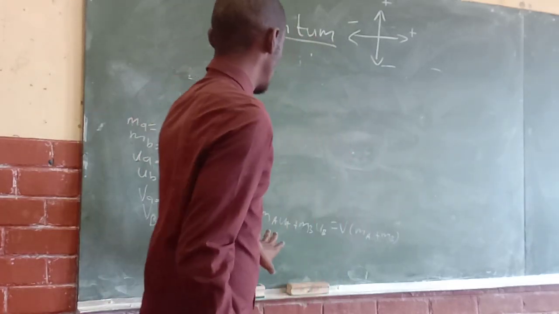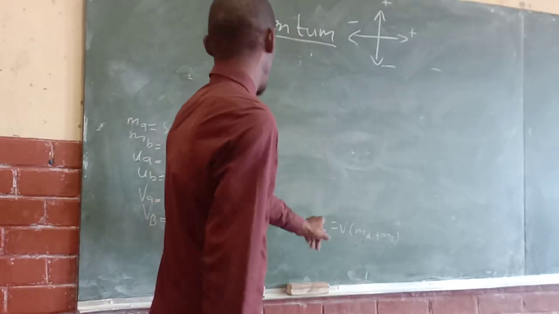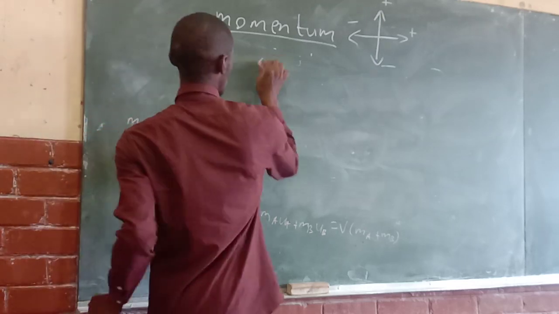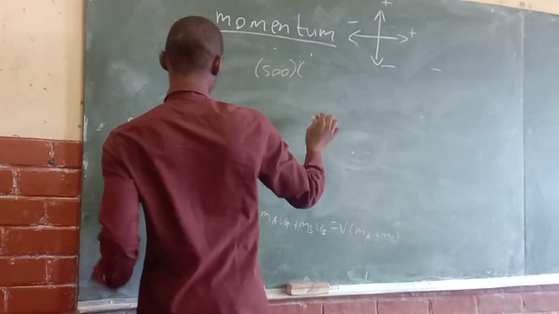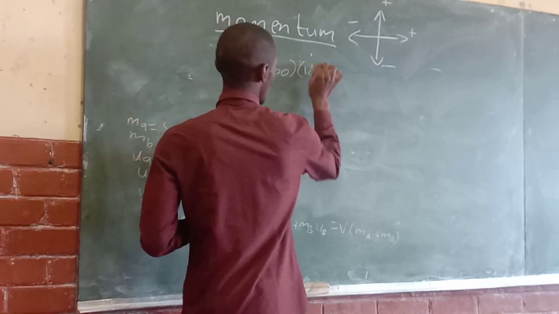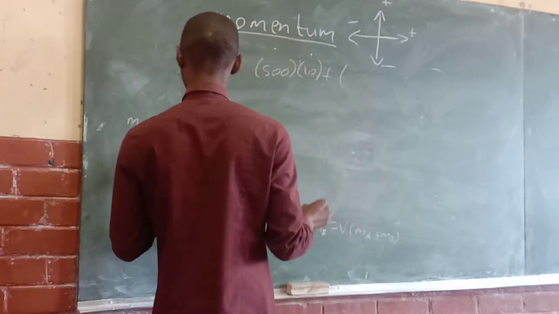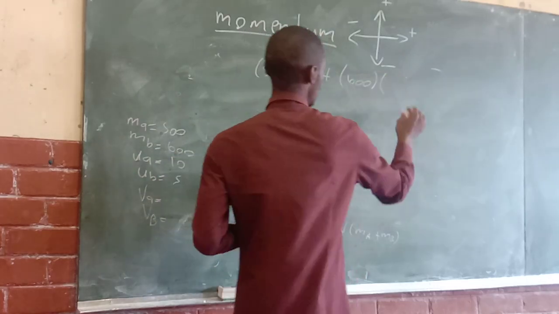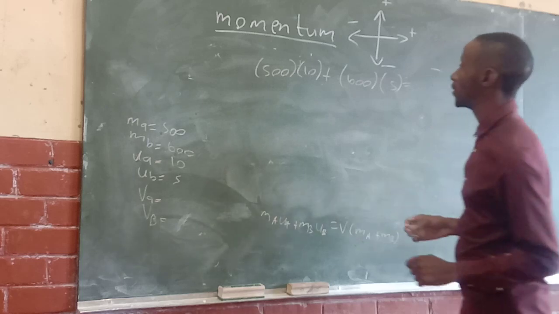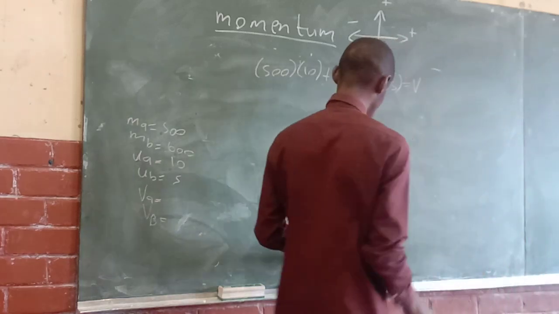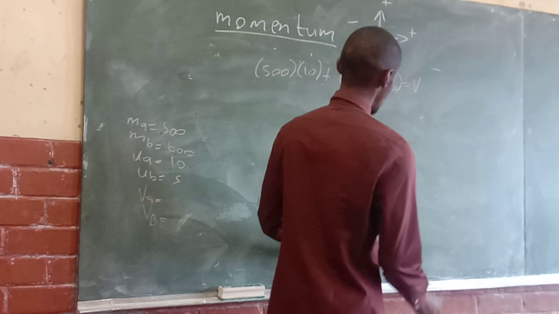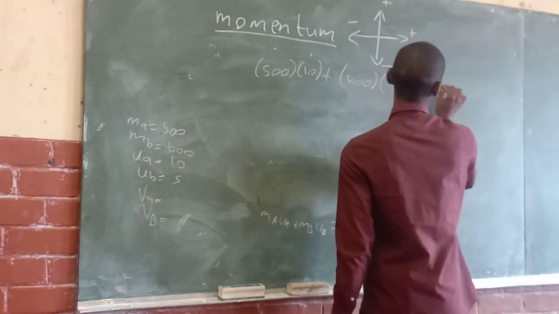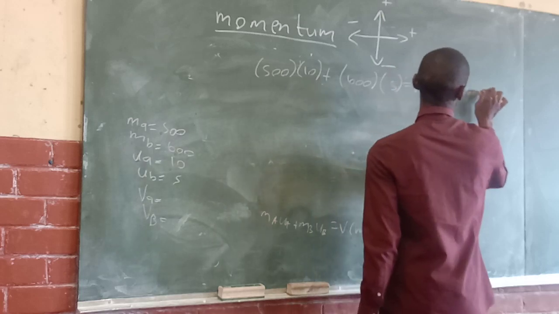Right, so now I'm going to substitute all the values into this equation. I'm just going to write this up here. The mass of car A is 500, the initial velocity of car A was 10, plus the mass of car B, which is 600, times the initial velocity of car B, which was 5, will equal the final velocity v times the masses, 500 plus 600.